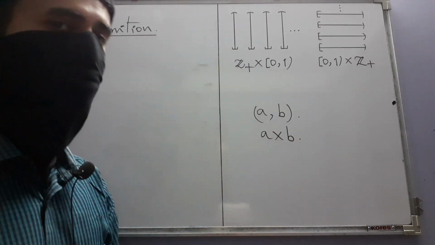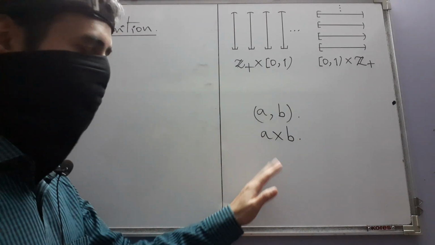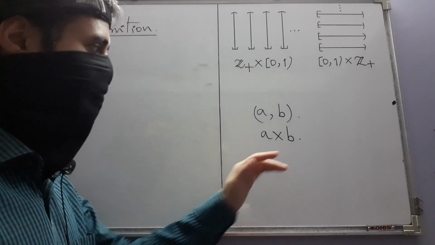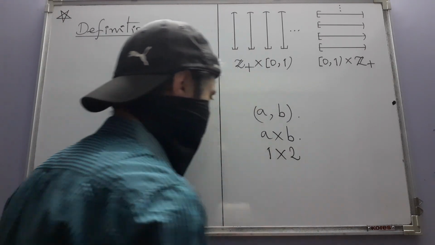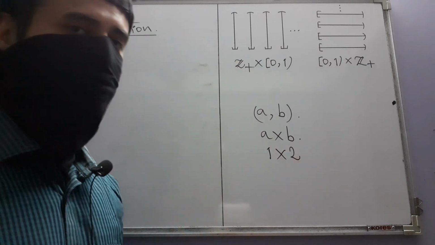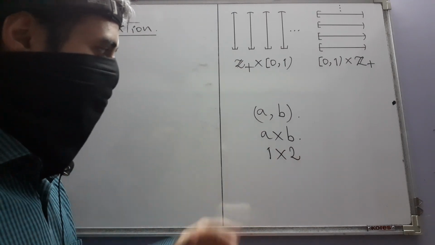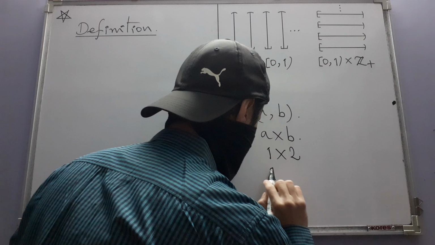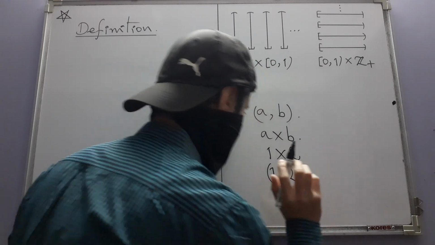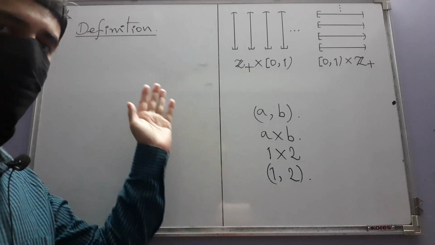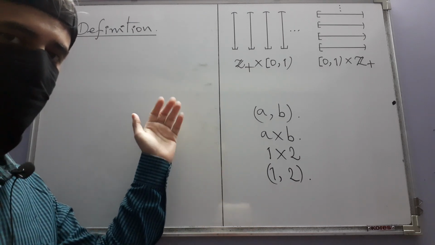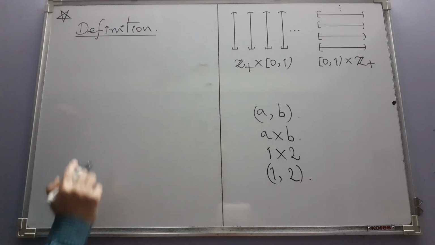This is not multiplication. From the context, it will be clear that when we write, say, 1 times 2, this is not the product of the real numbers 1 and 2. Rather, this will mean the ordered pair 1, 2. With this notational comment, let us now see the definition of dictionary ordered relation.